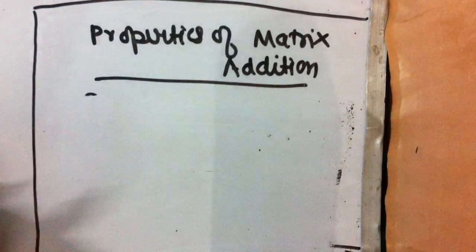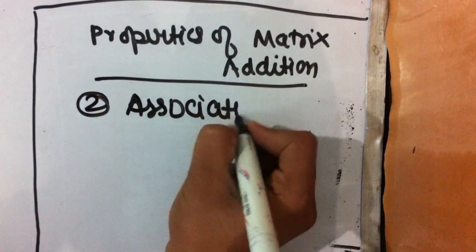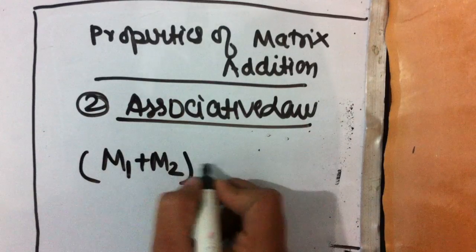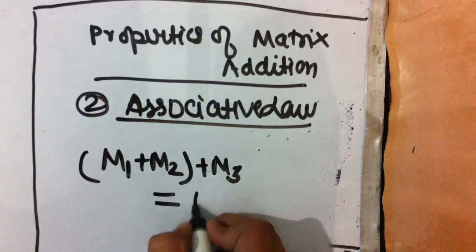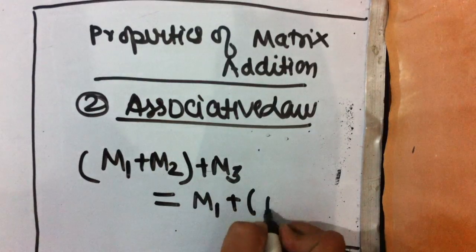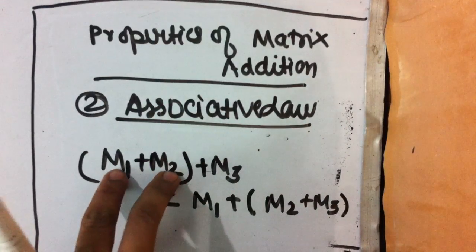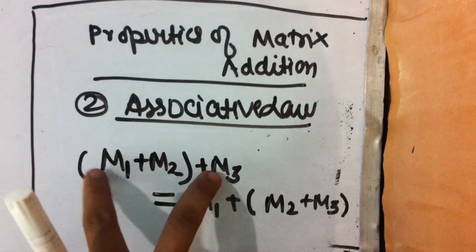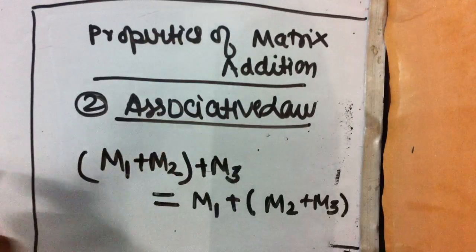The second is associative law. So in case of associative law, two matrices M1 plus M2 further added with any third matrix is equivalent to addition of first matrix with the sum of second and the third matrix. No matter whether the first two matrices are first added or the last two matrices are first added, the result would be similar in both the cases. Therefore, the associative law holds good in matrix addition.